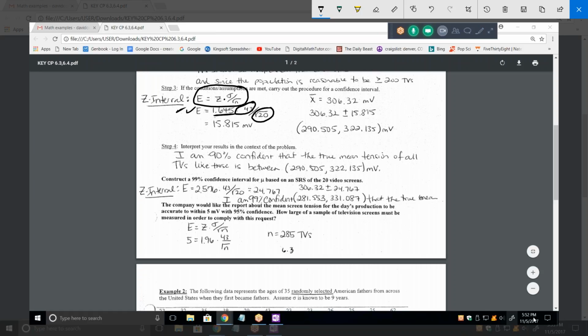I go and I find, let's see, a 90% confidence interval means that you have 5% to the right, 5% to the left. So basically, you're looking for a Z value where 95% of the area lies to the left. What you do is you go into statistics and then functions. So menu, statistics, functions, and then go down to inverse norm.